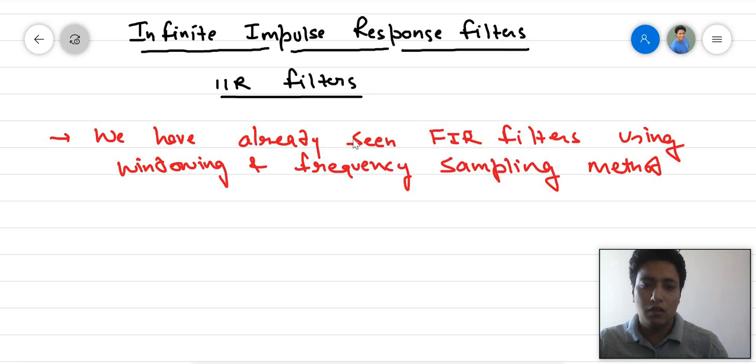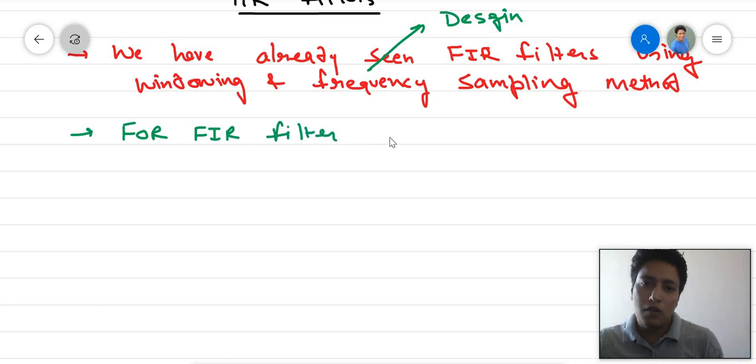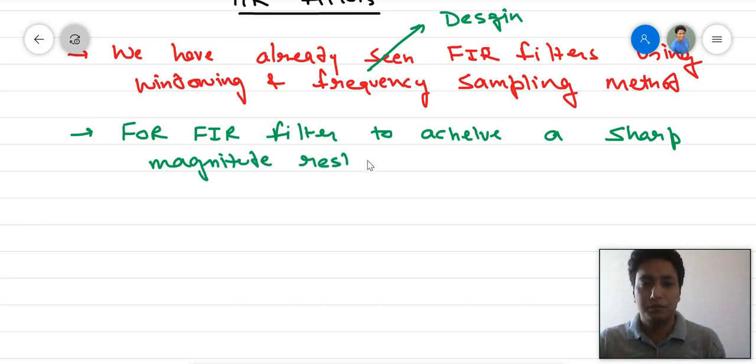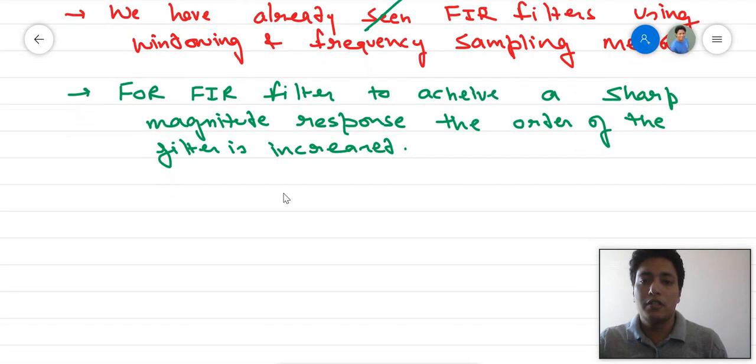This was meant for design. Then for an FIR filter to achieve a sharp magnitude response, the order of the filter is increased. This property of FIR filters we have already seen.